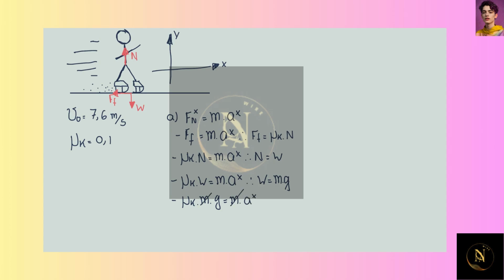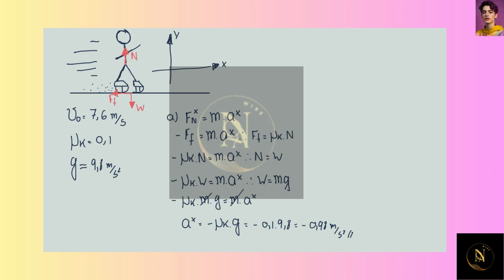We can simplify the masses to get an acceleration on the x-axis that is given by minus the kinetic frictional coefficient times the acceleration of gravity, which you should remember is 9.8 meters per second squared approximately. Then his acceleration is minus 0.1 times 9.8, which results in minus 0.98 meters per second squared. The minus sign indicates that the acceleration is pointing to the left, so it's decelerating with a magnitude of 0.98 meters per second squared.